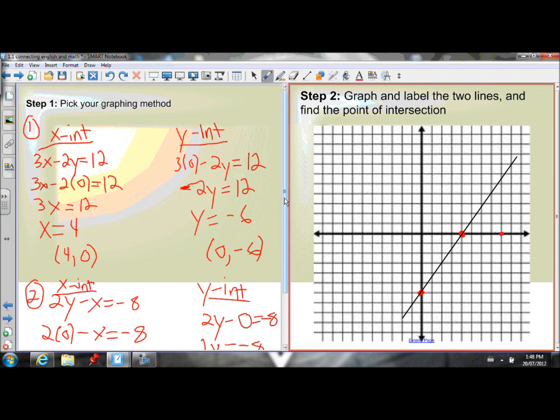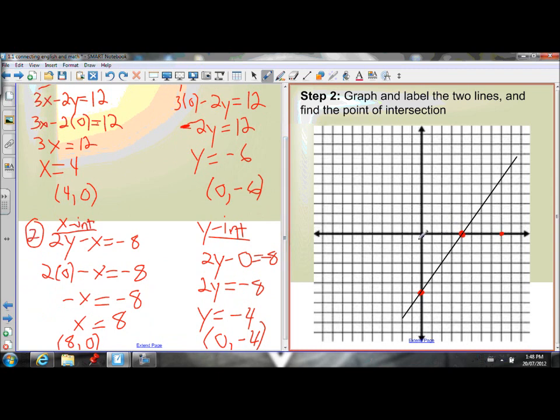And the y-intercept was at negative 4, is that right? Yeah, and my y-intercept is at negative 4. 1, 2, 3, 4. Good. So now let's find out what this line looks like.